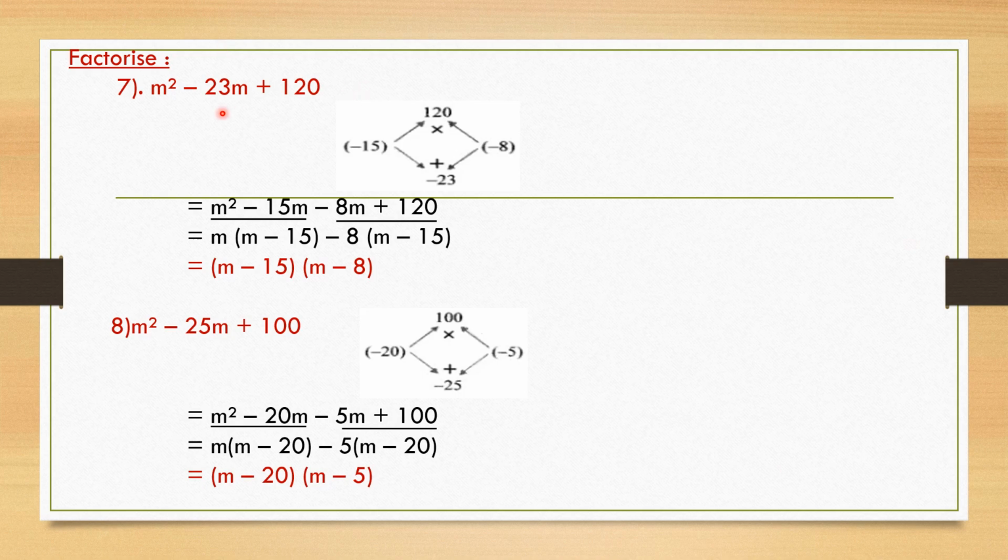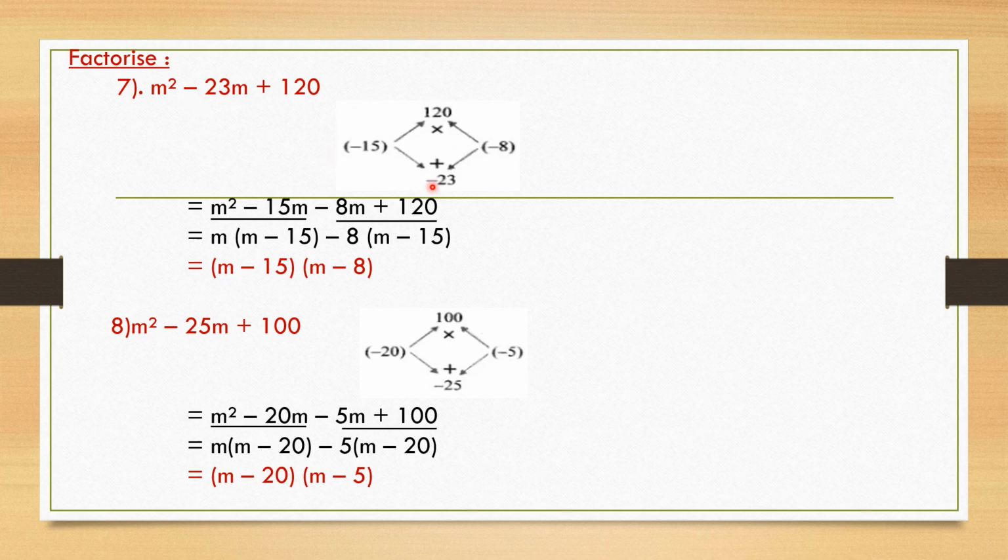Seventh sum, the expression is m square minus 23m plus 120. The last term is 120, and I have to split it into two such numbers that after multiplying those two numbers I should get 120, and after adding those two numbers I should get the middle term, that is minus 23. If I take 15 and 8, 15 multiplied by 8 will give you 120, but 15 plus 8 will give you 23. But I need minus 23.